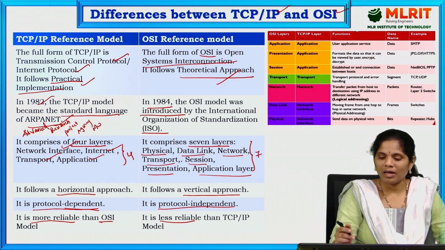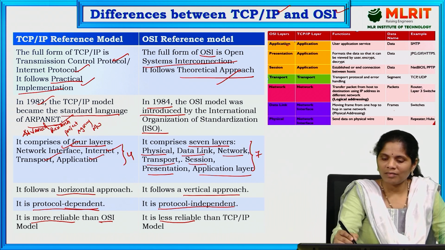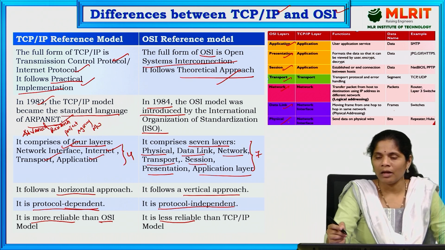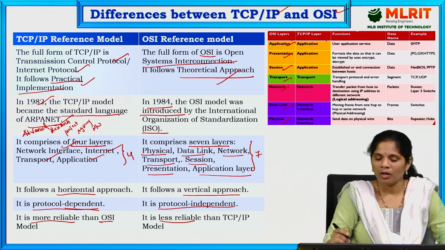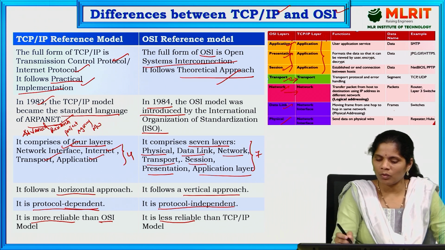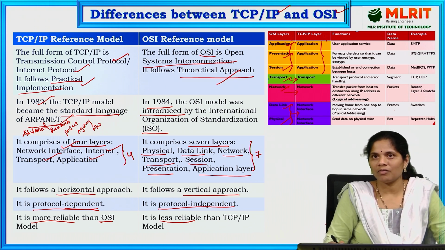Let us see this diagram, which shows the relation between these two reference models, TCP/IP and OSI. OSI has a total of 7 layers, right? Application, presentation, session, transport, network, data link, physical. These are all the 7 layers in the OSI reference model, and TCP/IP has 4 layers. Here is 7, here is 4. So the combination of the top 3 is the application layer in TCP/IP, transport is transport only, network is network only, and data link and physical combined are called the network interface in TCP/IP.